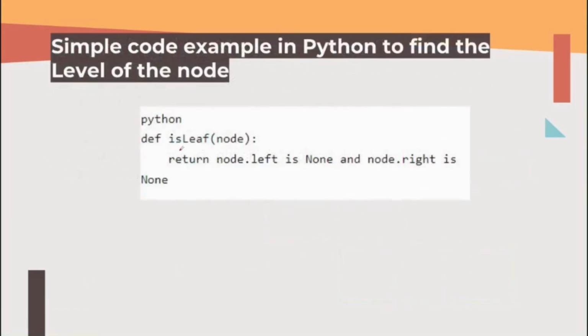The algorithm for this: the function name is is_leaf, and we return true if the left node is None and the right node is None. That means wherever node.left is None and node.right is also None, there are no children for that node. Then we return that value as a leaf node.